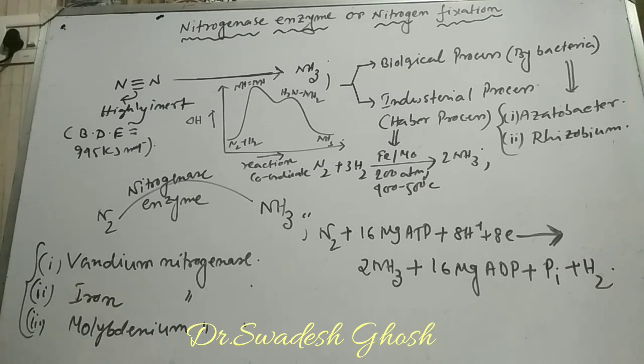Now the question arises: why can atmospheric nitrogen not form this type of compound? From the structure of nitrogen, we have seen that the N-N triple bond is present. Therefore, the bond dissociation energy of nitrogen is very high, and that's why nitrogen is highly inert. Now the question arises: how can atmospheric nitrogen form protein, amino acids, and porphyrin?